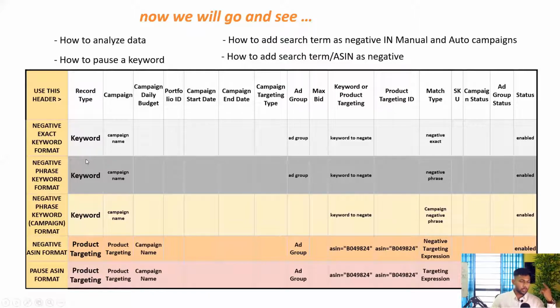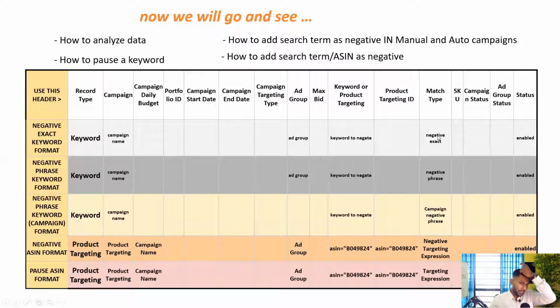So make sure you just open your sheet and do a quick revision of it. Okay. So for negative exact keyword, if you have to do a negative exact keyword, in the record type there will be keyword. In the campaign, it will be the name of the campaign. Then you have to fill the ad group name. Then the keyword that you want to negate, obviously it will be the search term, because if you want to negate anything, you have to take it at the search term level. If you want to pause anything, you have to take it at the targeting level. That will be your keywords.